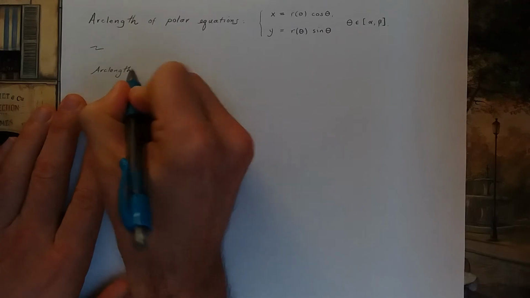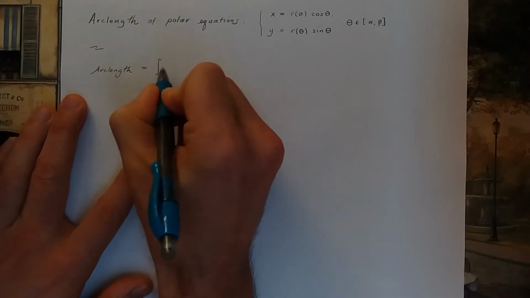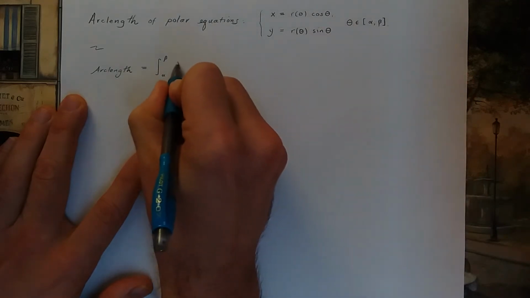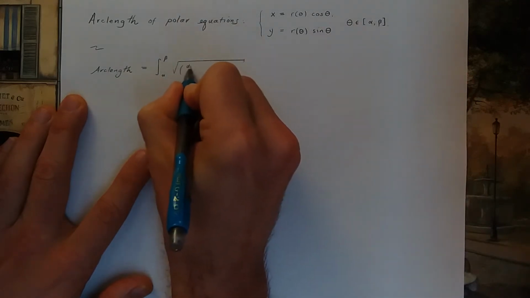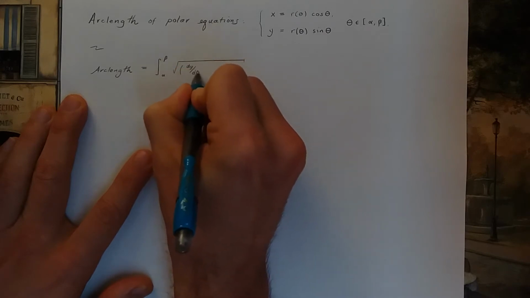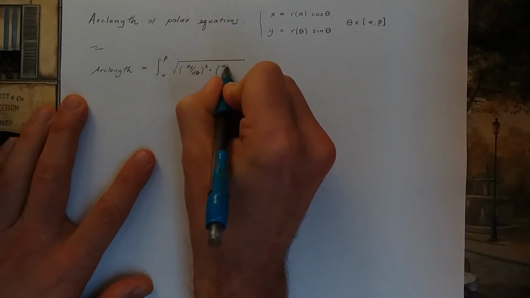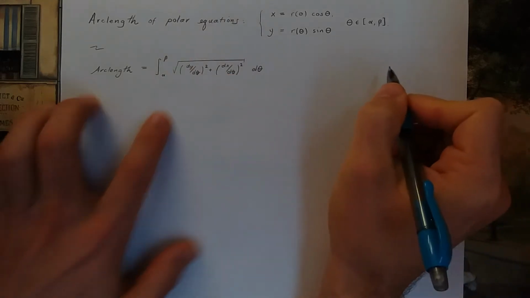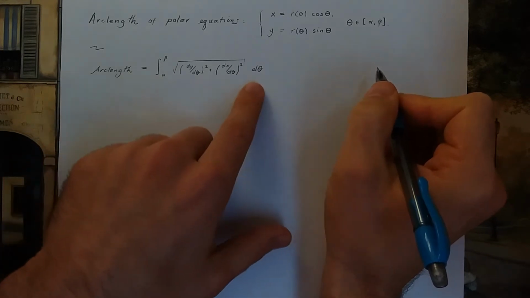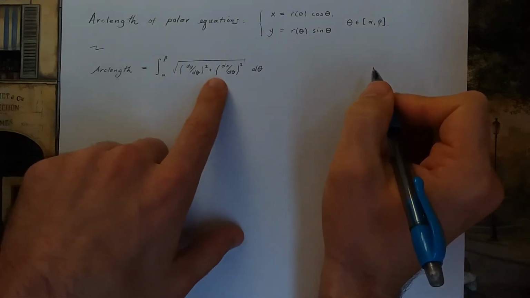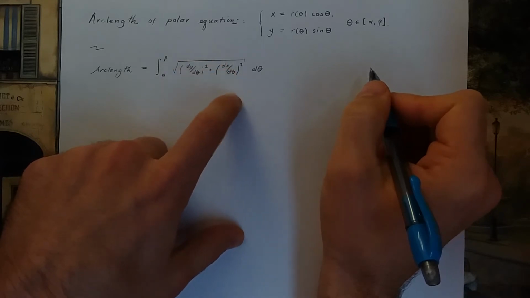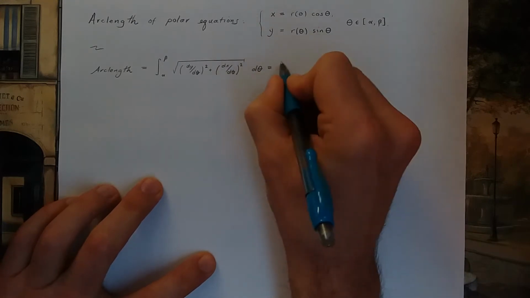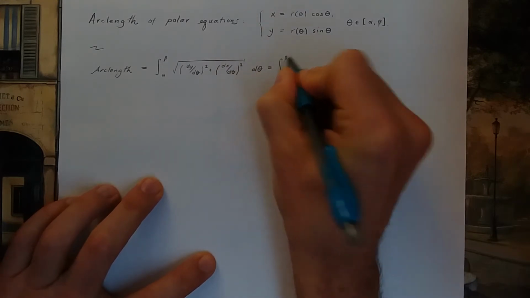Now, arc length, as we've seen for parametric equations, is given by an integral from alpha to beta, the start and end points, of the square root of dy d theta squared plus dx d theta squared. So that's how you would find arc length in general for a parametric equation. But in polar, we can use a trig identity to simplify just a little bit. So this is the integral from alpha to beta.